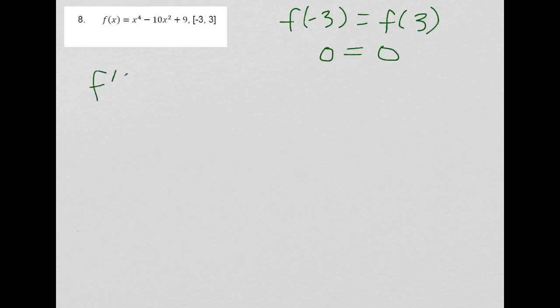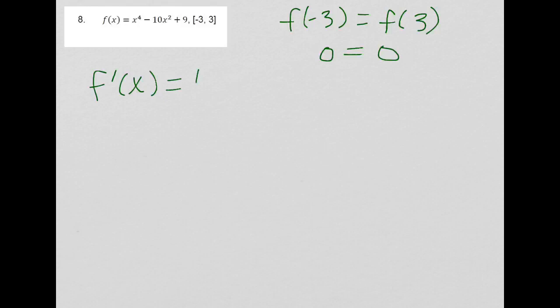Okay, so this is continuous, it's a quartic, it's differentiable. So the question is, does the value at negative 3 equal the value at 3? The answer is, does 0 equal 0? Yes. So we can use Rolle's theorem.